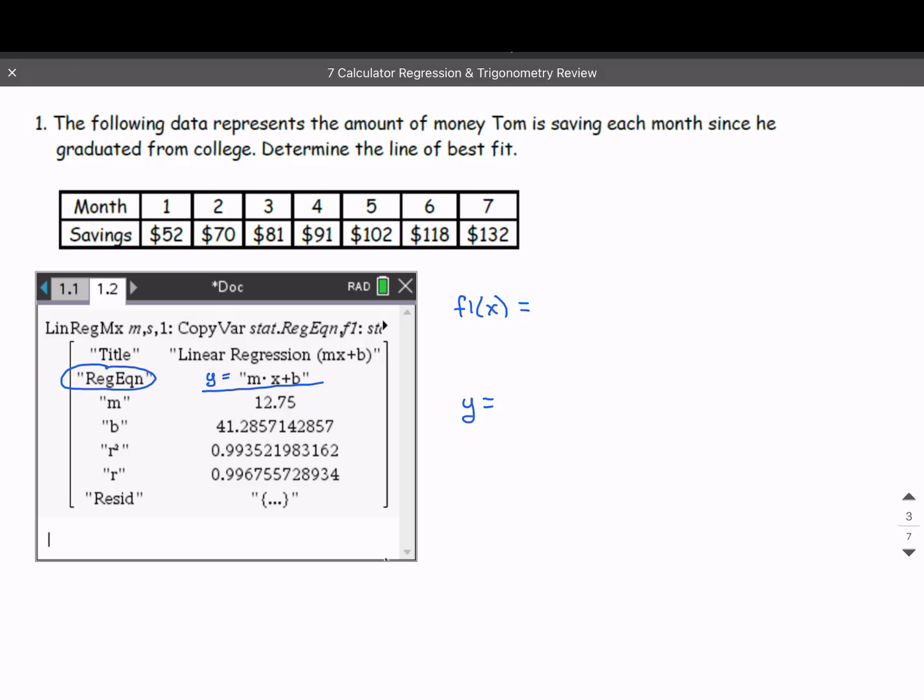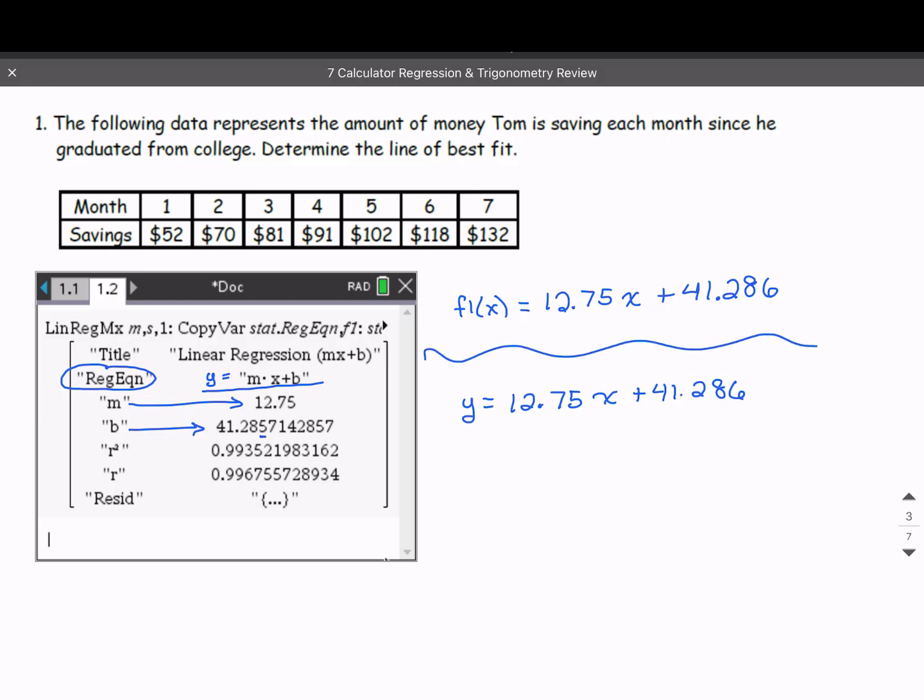And then the form is mx plus b, so our m is 12.75 times x plus our b is 41 point, let's say we go to the nearest thousandth, so 2, 8. Now the 7 behind that 5 tells us to make the 5 a 6. And there we go. Either one of those equations is perfect.